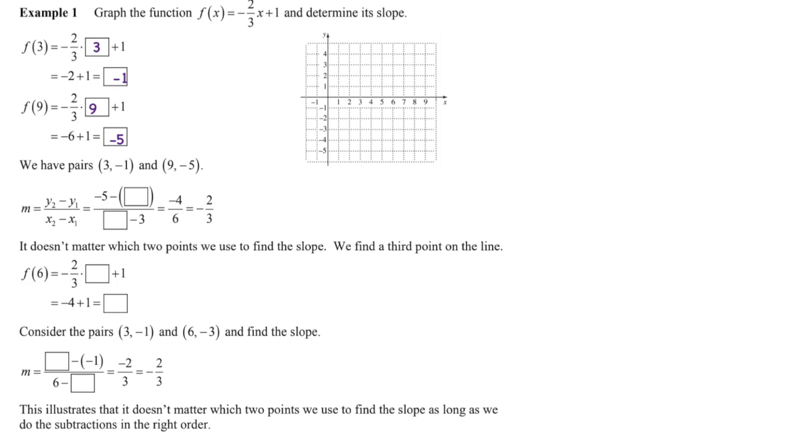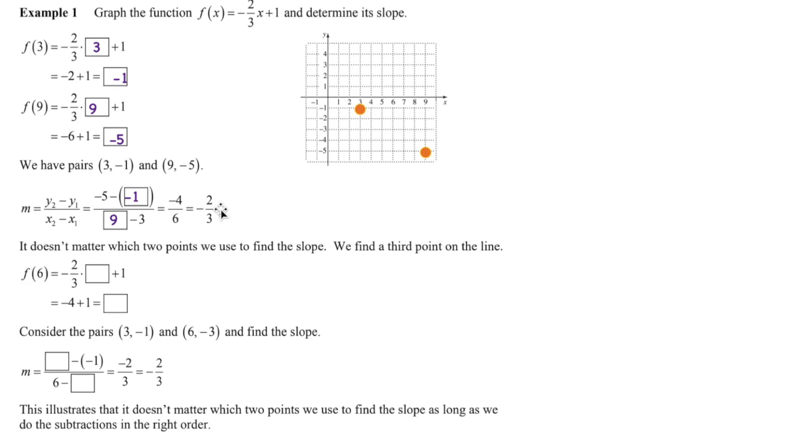Using our slope formula, I will go ahead and find the slope, taking our second y value of negative 5, minus our first y value of negative 1, over 9 minus 3, which is equal to negative 4/6 or negative 2/3. Notice I plotted my points (3, negative 1) and (9, negative 5). I found the slope of these points, which I could also do by counting: falling 4 units and running 6 units gives me the simplified form of negative 2/3.